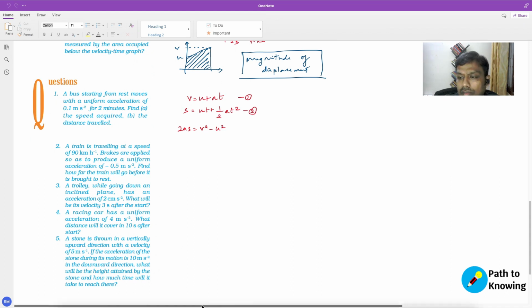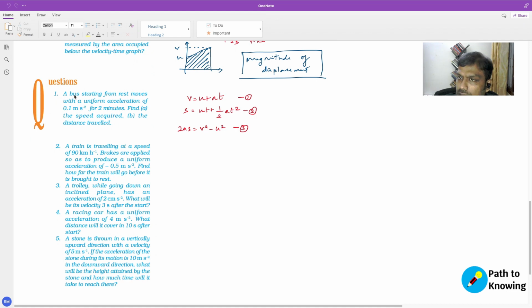Okay, so let's start with the first one. A bus starting from rest moves with a uniform acceleration of 0.1 meters per second square for 2 minutes. Find the speed acquired and the distance traveled.